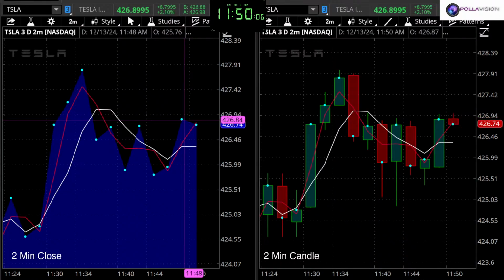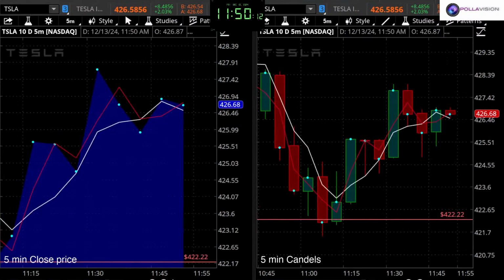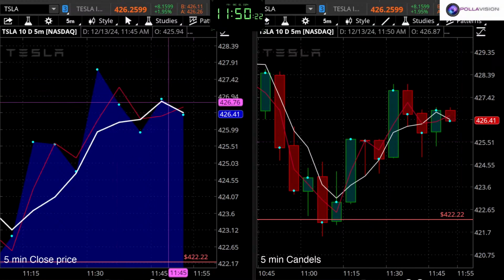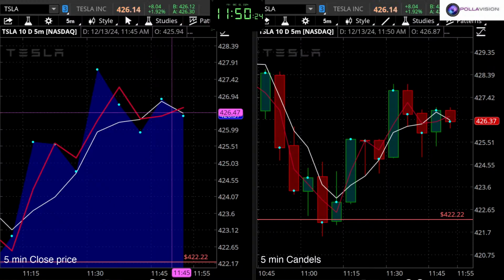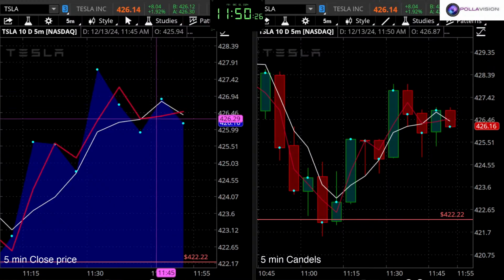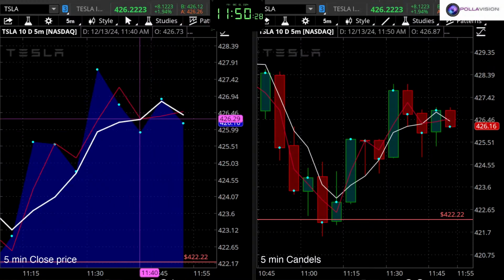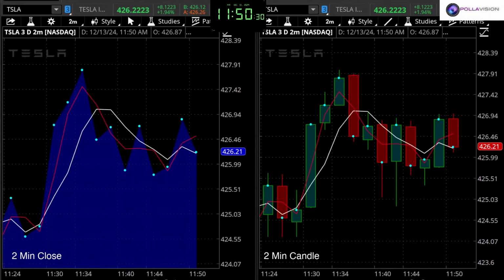It's 10 minutes to the hour, so the 10 minute has changed and the 5 minute has changed. Let's look at the 5 minute chart. This is a lot of work, isn't it? There's the 5 minute chart. Ooh, so even on the 5, we got price discovery going on here. So these two charts, the 5 and the 2, are still doing price discovery.